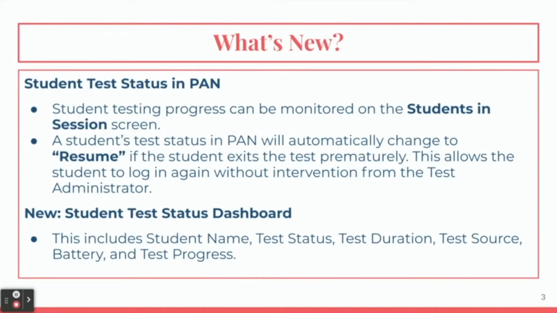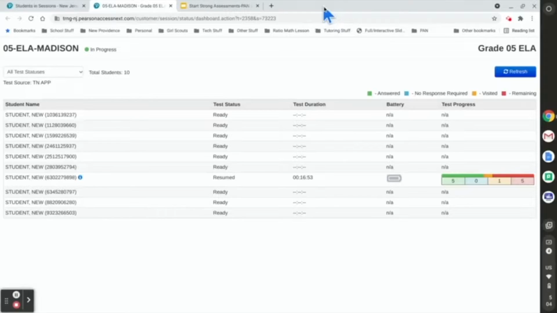And also new is the student test status dashboard. So this includes student name, test status, test duration, test source, battery, and test progress. Let's take a look at what this looks like.